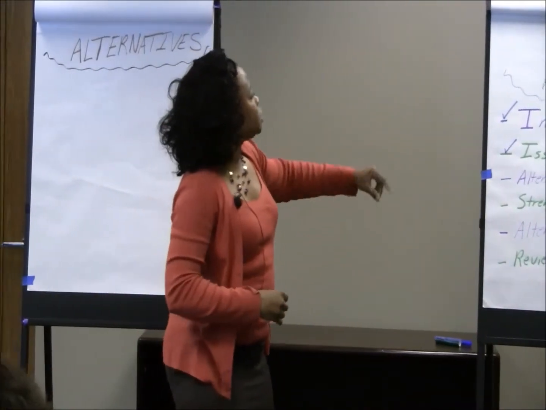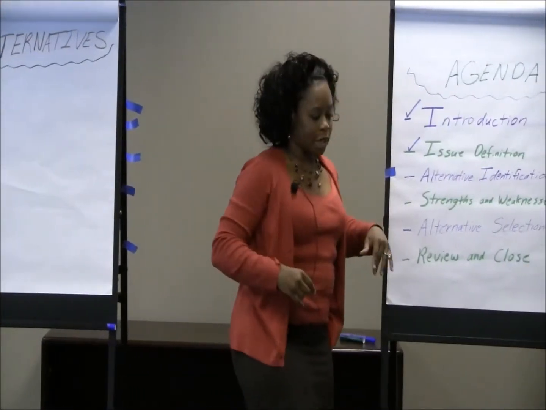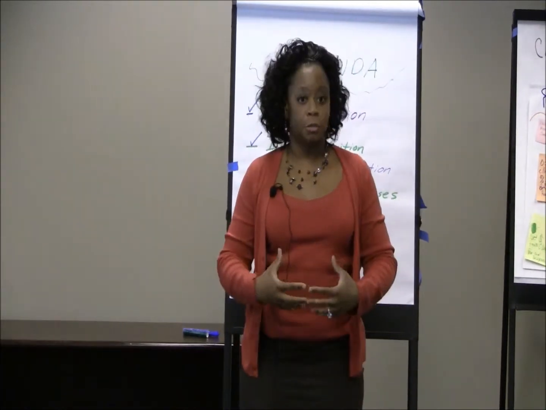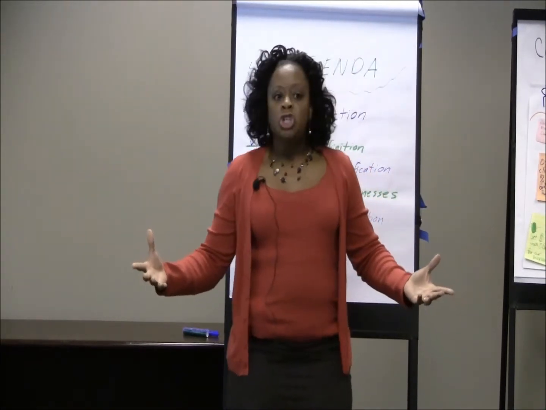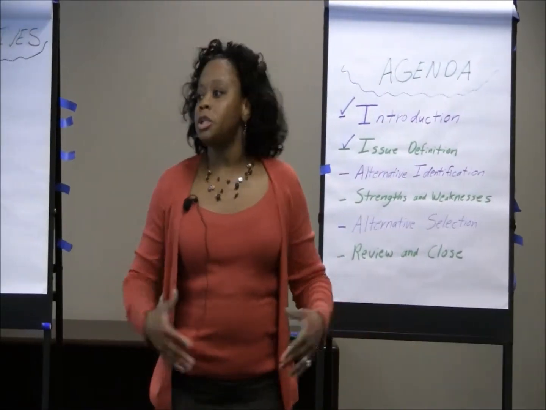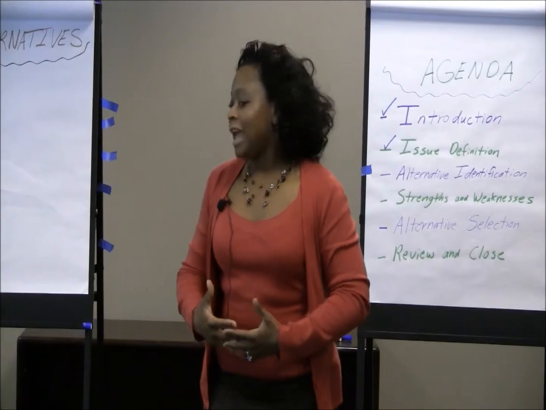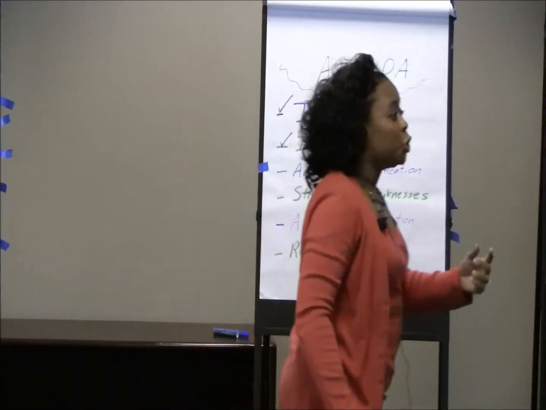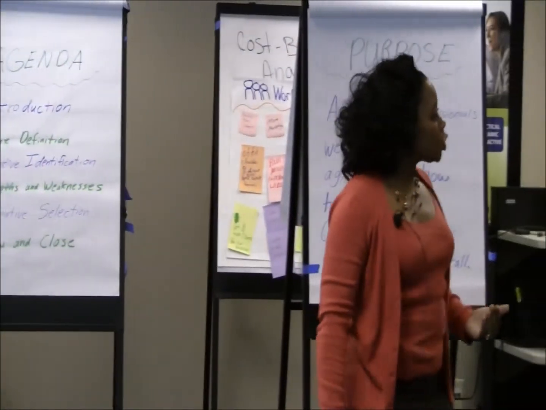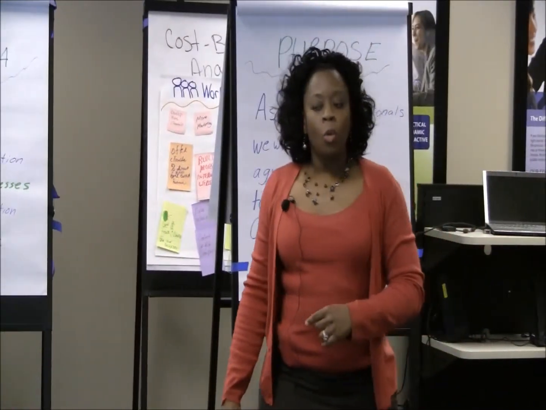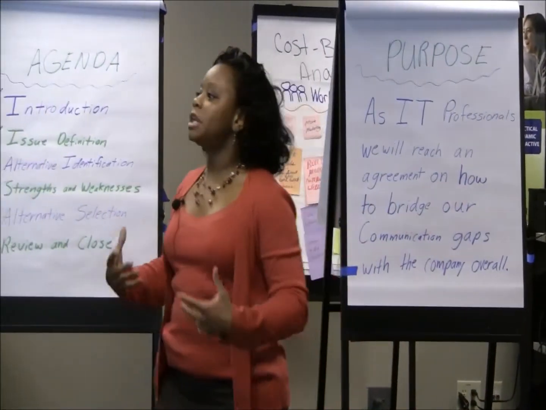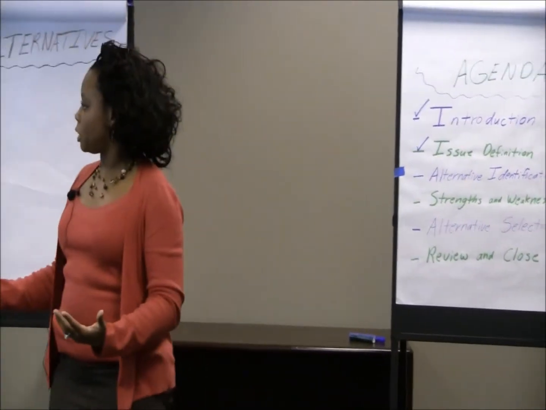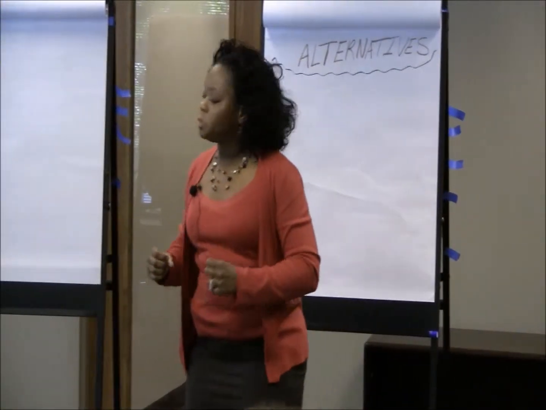So with that being said, let's talk now a little bit about alternative identification. What are some things that we can do to bridge this communication gap that's going on within the organization between IT and the rest of the company? Imagine that you're talking to some people outside of IT and that communication is going beautifully. They're understanding you, you're understanding them, you feel heard, they feel heard. What are those things going on in that exchange so that you're able to communicate effectively? What are those alternatives that we've executed that have allowed the communication to really go smoothly?